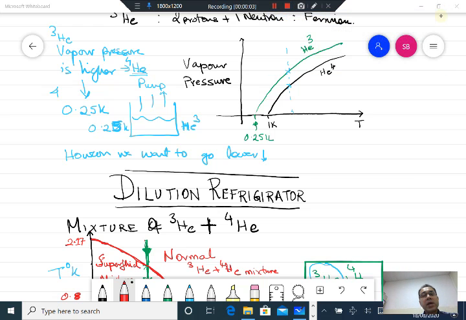So having looked at evaporative cooling and helium-3, helium-4, what are the differences between helium-3 and helium-4? Let us now go and investigate the principle of a dilution refrigerator. The basic principle of a dilution refrigerator is that it has a mixture of helium-3 and helium-4. So let us look at that in a bit more detail. What are the properties of a helium-3, helium-4 mixture?